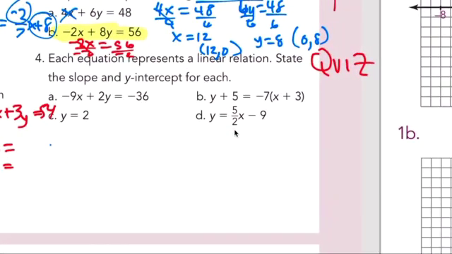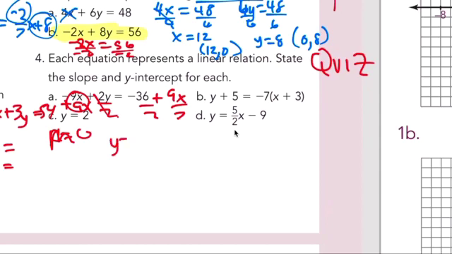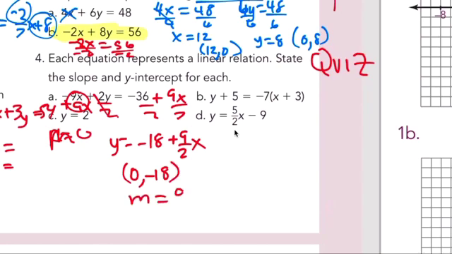Let's see. Finding the slope and y-intercept. For C, slope is 0, right? M is 0. Here you need to solve 9x, add 9x. It's important you guys know how to do this and divide all of it by 2. Y equals negative 18 plus 9 over 2x. The y-intercept is 0, negative 18, and the slope is 9 over 2.